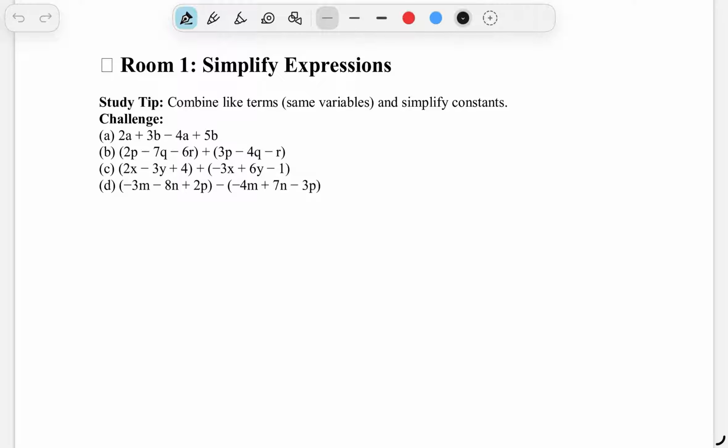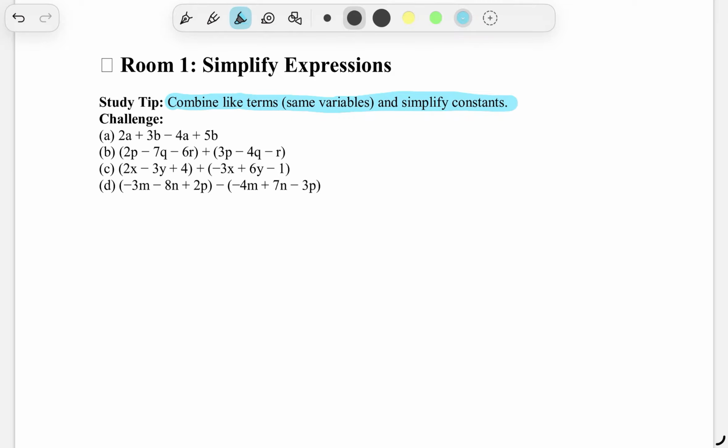So that's our study tip: to combine like terms and to simplify constants. That just means that we must find the like terms and work it out.